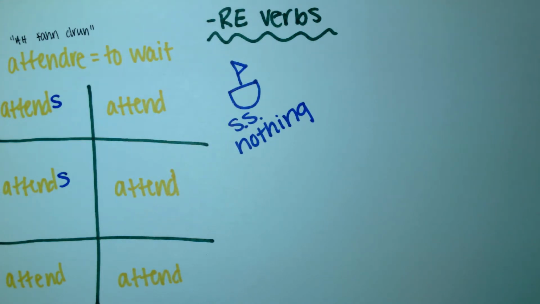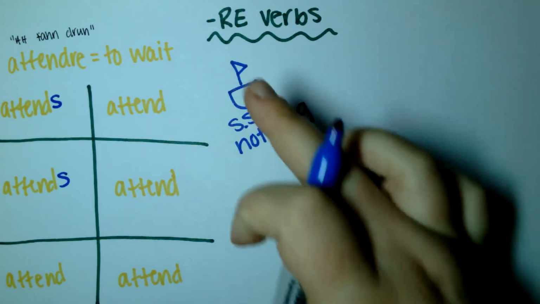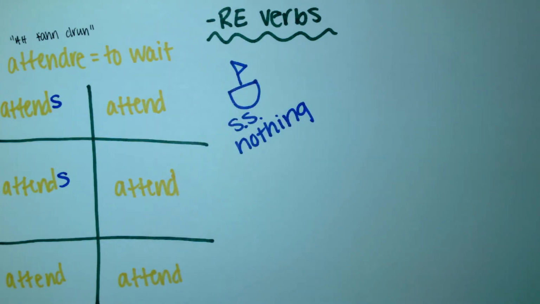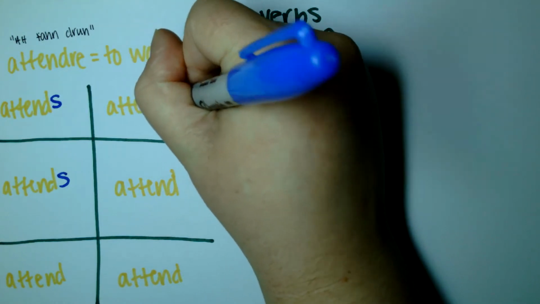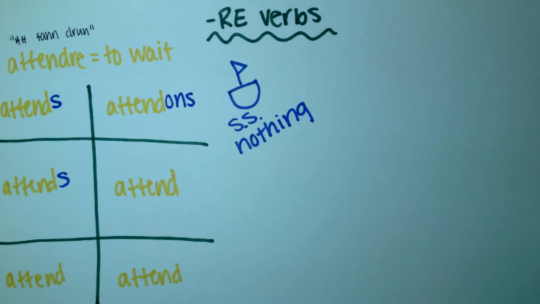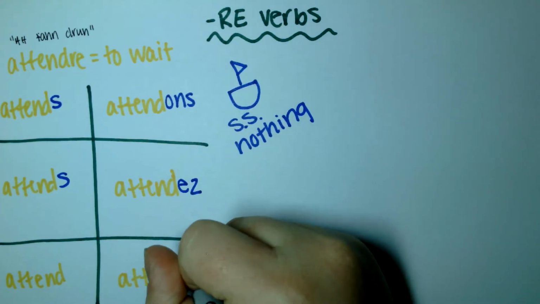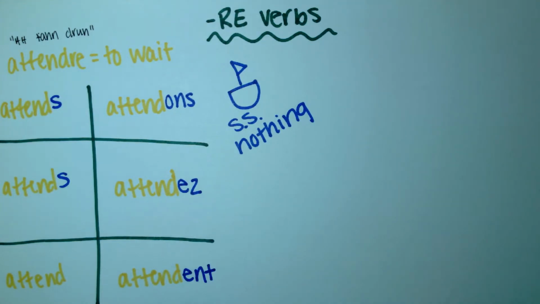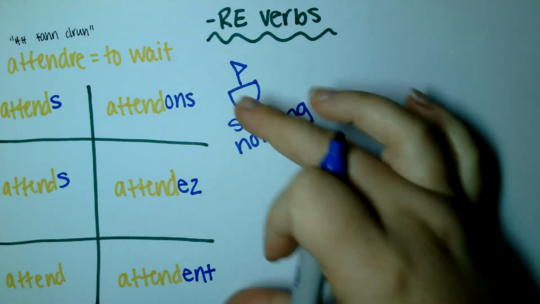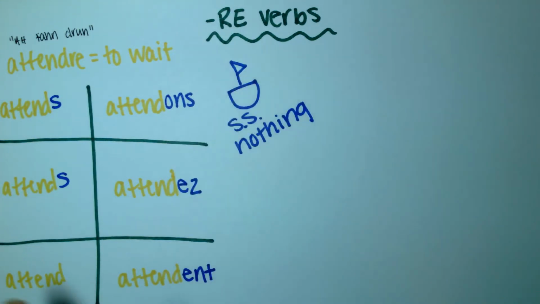the SS nothing. The nice thing about RE verbs is that you already know how to conjugate this right-hand side of the chart too, because it's the same endings as ER verbs. So if you remember those endings, you're already set. Remember the name of your ship and you'll be good to go. So just like with ER verbs, we're going to add ONS for nous. Vous is always so easy because it ends in EZ. And for ils, elles plural, we're still going to add ENT just like we did for ER verbs. So this whole right-hand side are ER verb endings, and this left-hand side is the SS nothing.